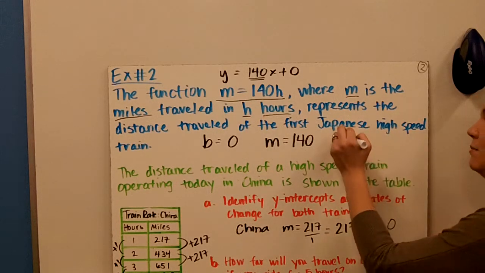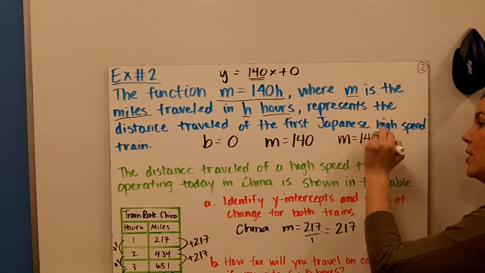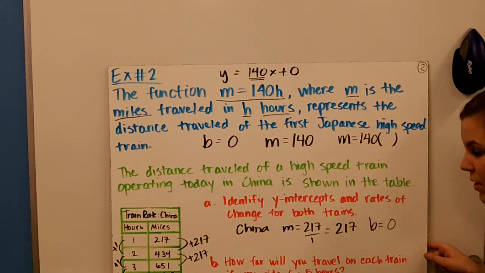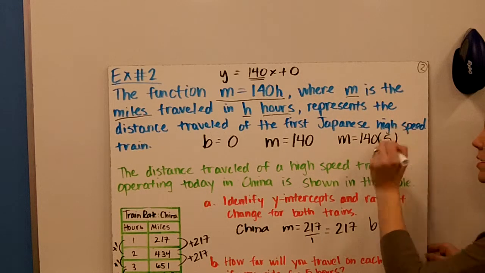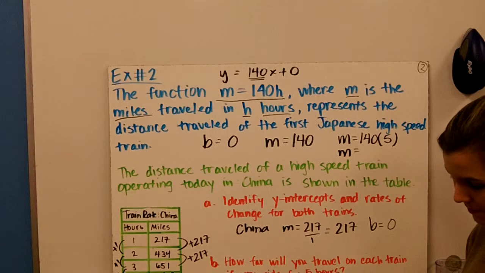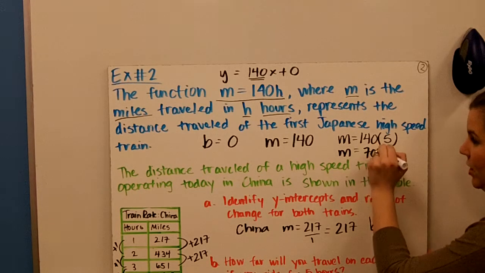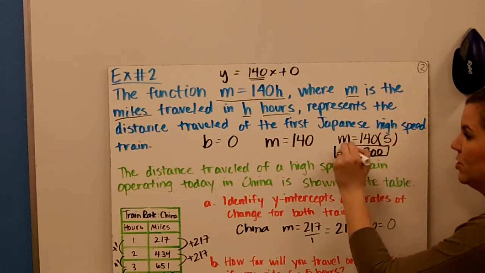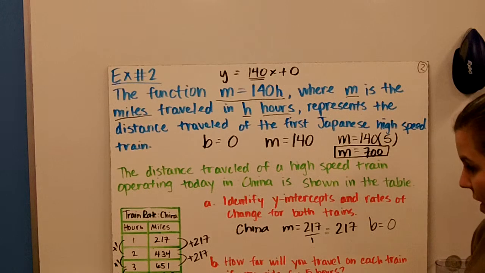So you could say miles is equal to 140 times the number of hours we're going. We're going to travel 5 hours. So 140 times 5 is 700. So if you take the Japanese train for 5 hours, you're going to go 700 miles.